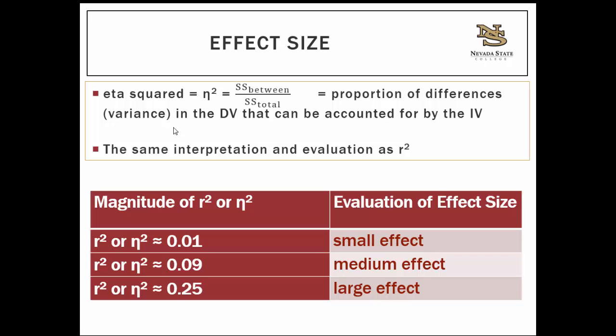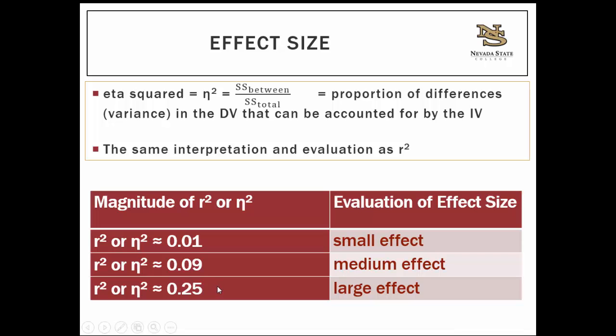It's still telling you the proportion of variance in the dependent variable that can be accounted for by the independent variable. Or in other words, the amount of differences in what you measured that can be accounted for by what you manipulated. And then the evaluation of the effect size is the same as r squared. So if it's around 0.01, small effect, 0.09, medium effect, 0.25, large effect, and then above 0.25, we would call that a very large effect.